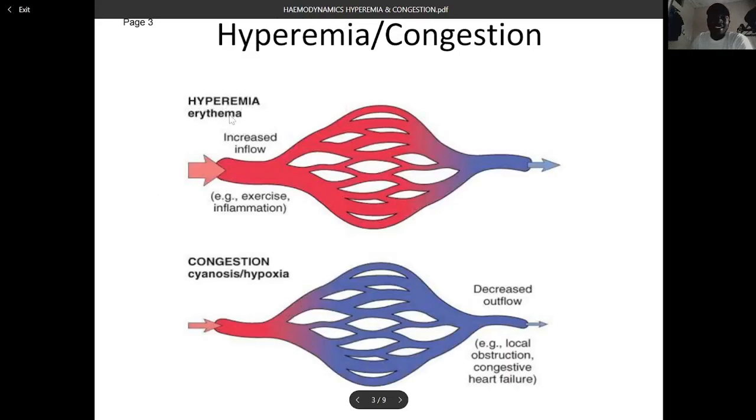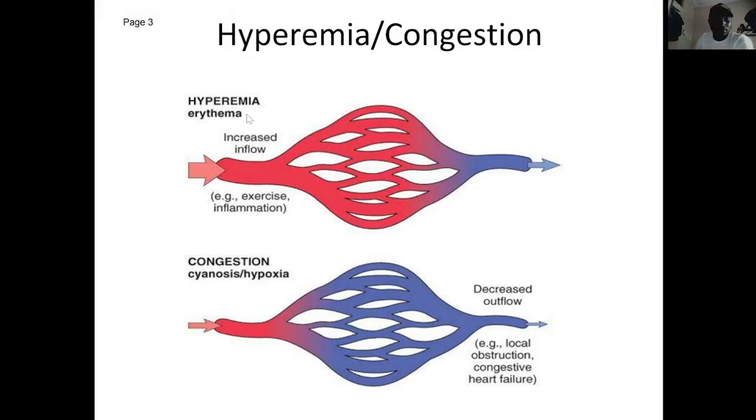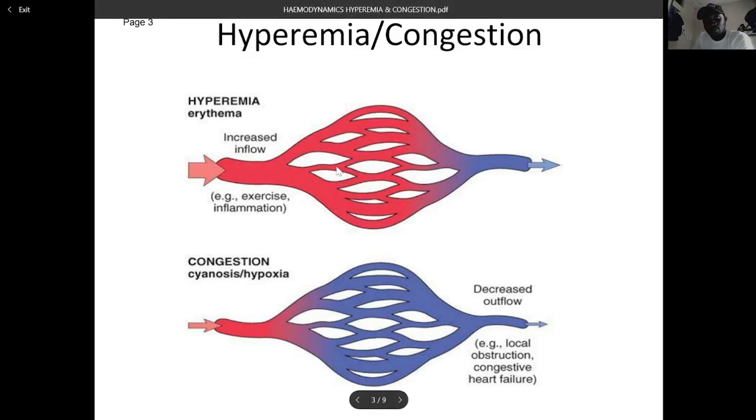Now, erythema is a term used to describe the increase in blood flow to a particular area, consequently making that area become reddish and warm. So when there's increased blood flow to an area, the area becomes reddish and warm. Examples of conditions that can cause hyperemia, erythema include exercise and inflammation.